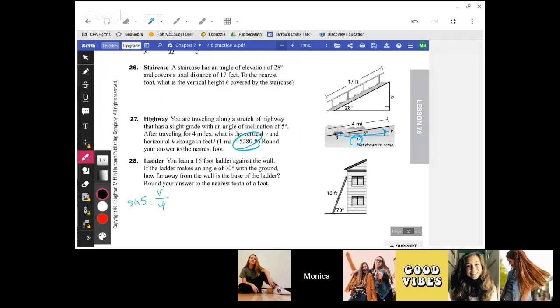So then you'll do the same thing again and say the cosine of 5 equals h over 4. And then again, multiply that by 5280.